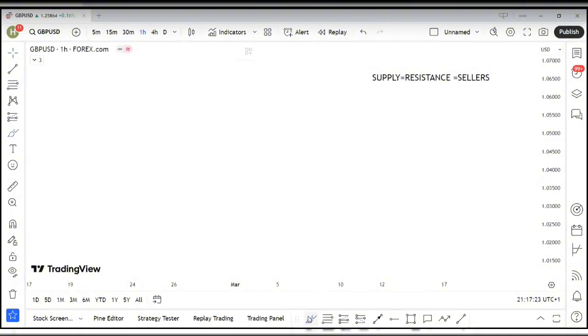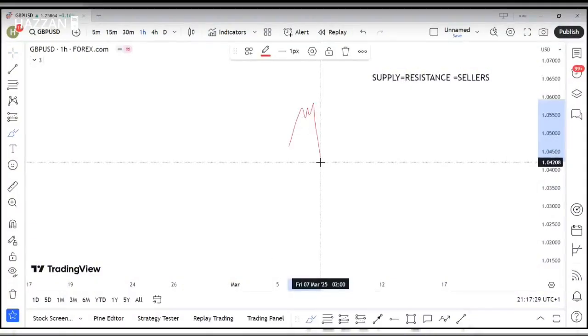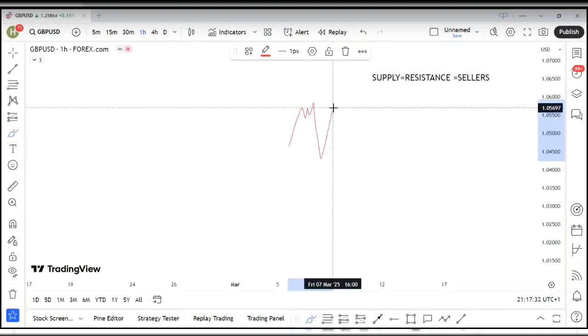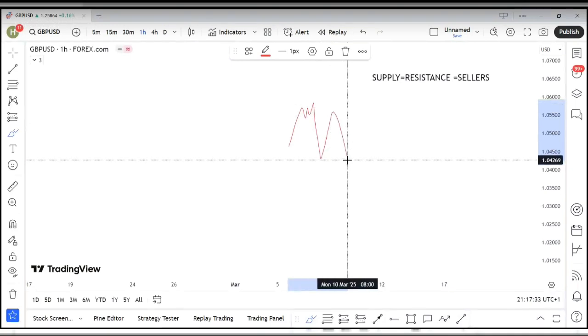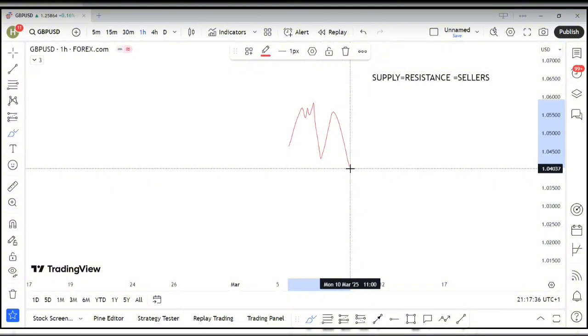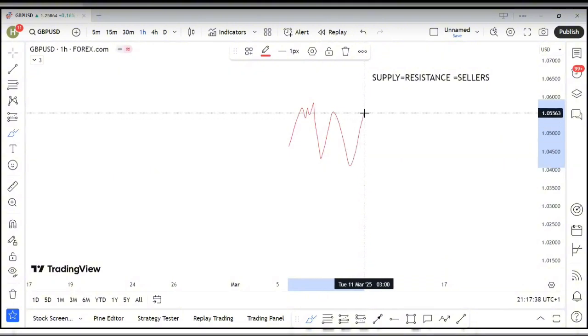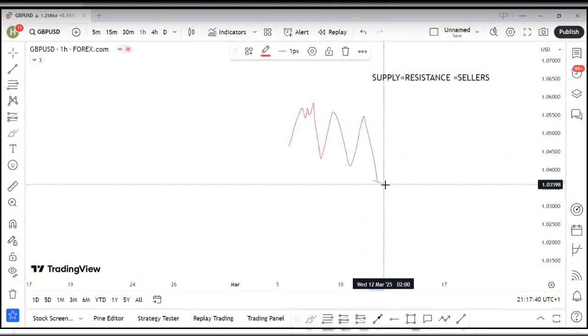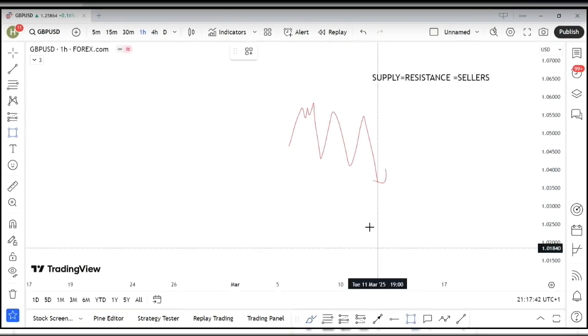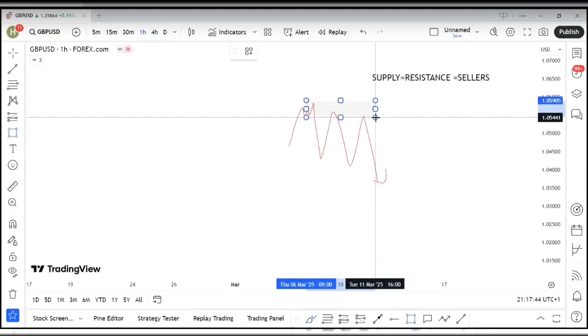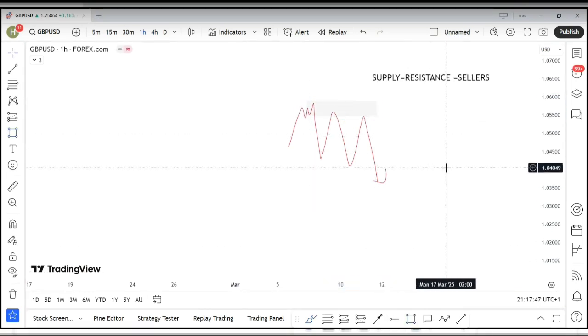So let's say we have something like this: a drop, then a pullback that triggers those orders in the supply zone and continues the movement. You then see price pull back again, tap that supply zone and continue the bearish move. Why did this happen? It's because the supply is strong. A resistance zone is when the supply zone is very strong, pushing price lower, respecting that zone over and over again.